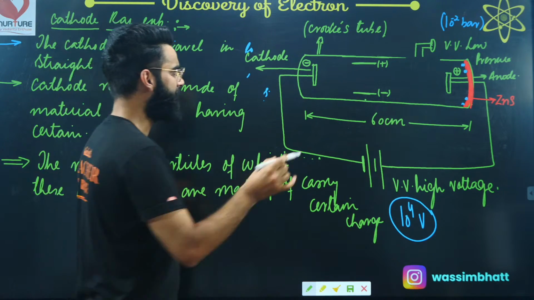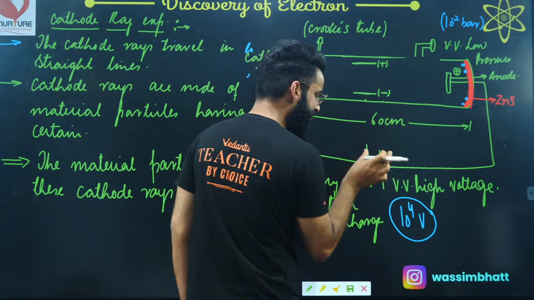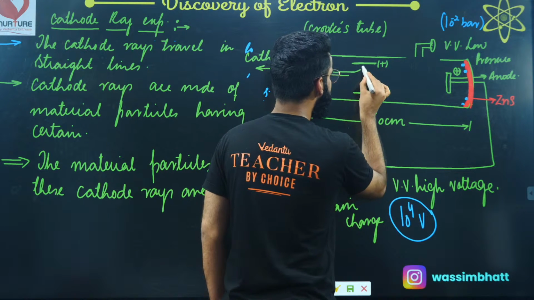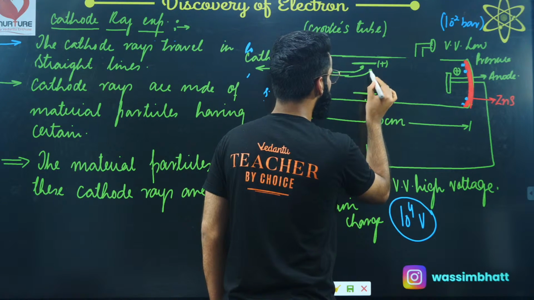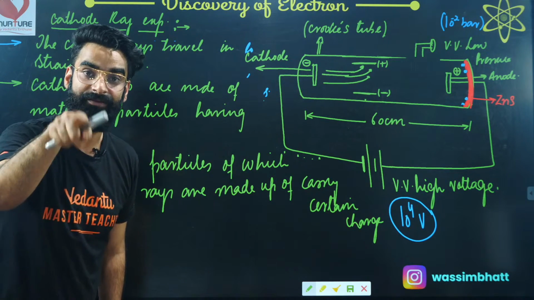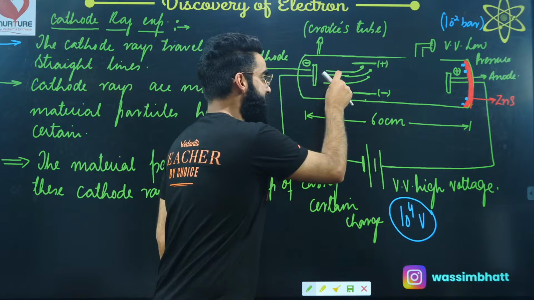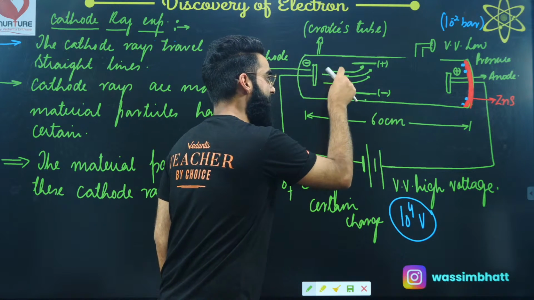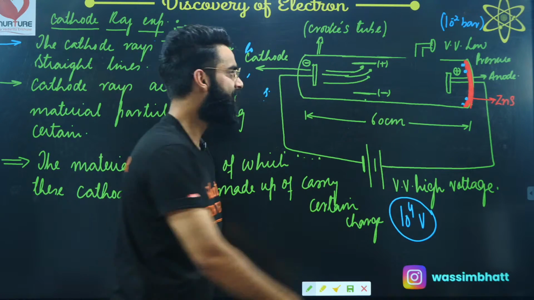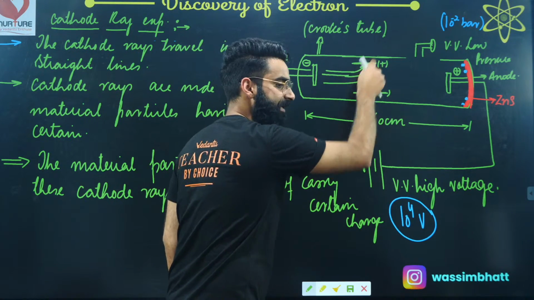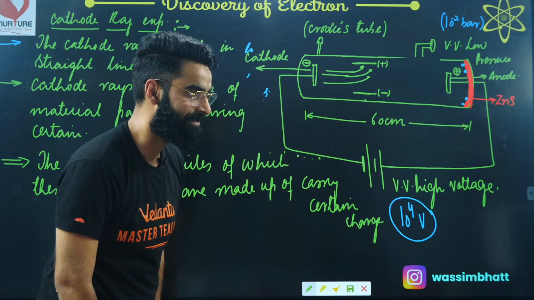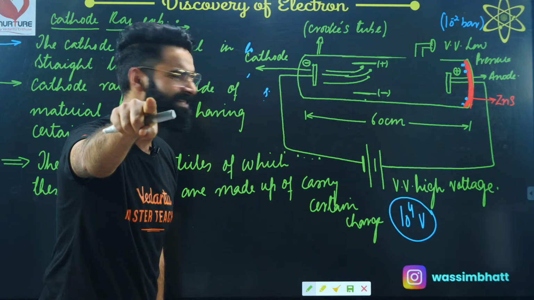Now, what he observed was, when he turned the battery on again, these cathode rays were being deflected towards the positively charged plate. That is only possible if the material particles of which the cathode rays are made up of are negatively charged. Then only those material particles will be deflected towards the positively charged plate, right? It's a very simple thing.